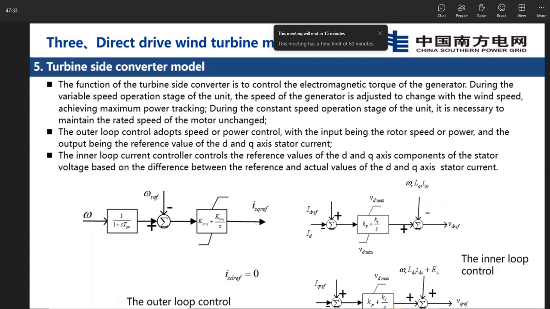Turbine side converter model. The function of the turbine side converter is to control the torque of the generator. During the variable speed operation stage of the unit, the speed of the generator is adjusted to change with the wind speed, achieving maximum power tracking. During the constant speed operation stage of the unit, it's necessary to maintain the rated speed of the motor unchanged. This is outer loop control and inner loop control.